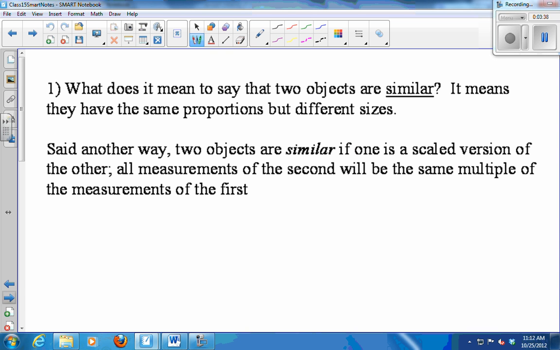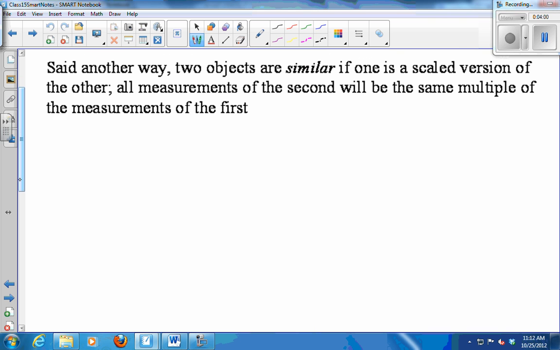Anybody know what it means for two objects to be similar? Oh, okay. Same proportions but different sizes. So same shape, different sizes, right? In another way, one object would be a scaled version of the other. So when you scale something down or scale it bigger, those two objects are similar.